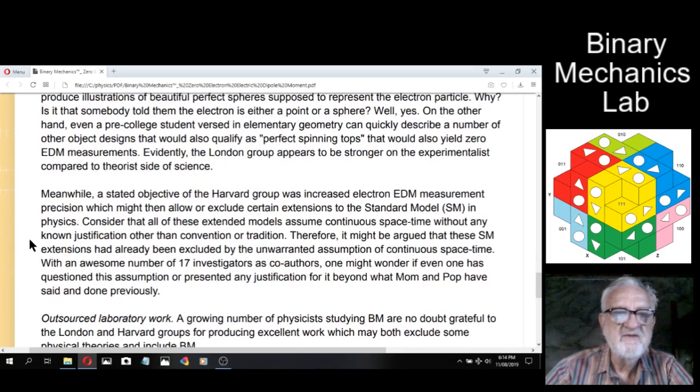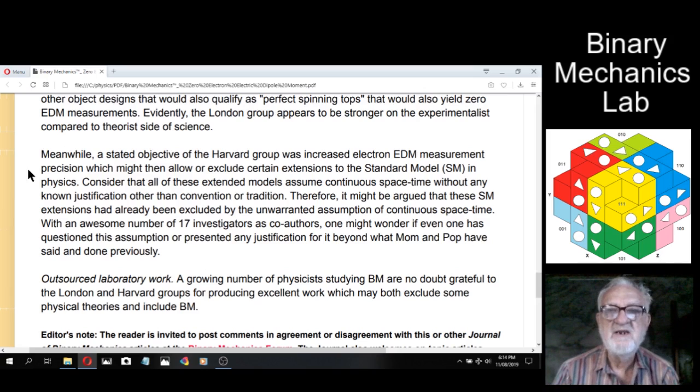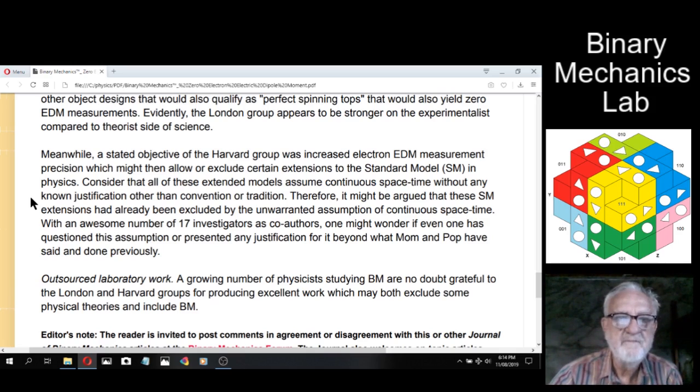Meanwhile, a stated objective of the Harvard group was increased electron EDM measurement precision, which might then allow or exclude certain extensions of the standard model in physics. Consider that all of these extended models assume continuous space-time without any known justification other than convention or tradition. Therefore, it might be argued that these standard model extensions had already been excluded by the unwarranted assumption of continuous space-time. With an awesome number of 17 investigators as co-authors, one might wonder if even one has questioned this assumption or presented any justification for it beyond what mom and pop have said and done previously.